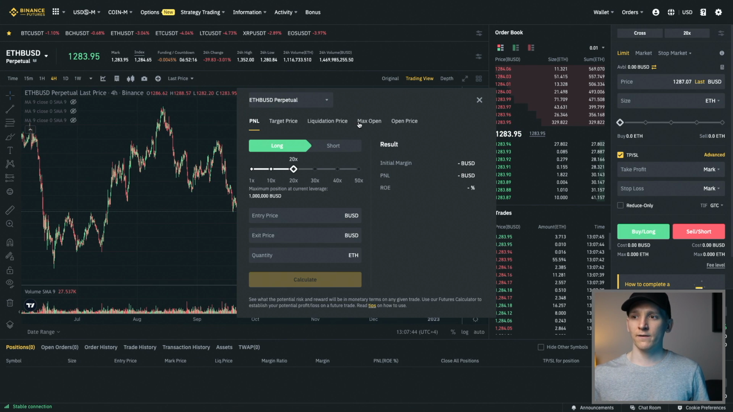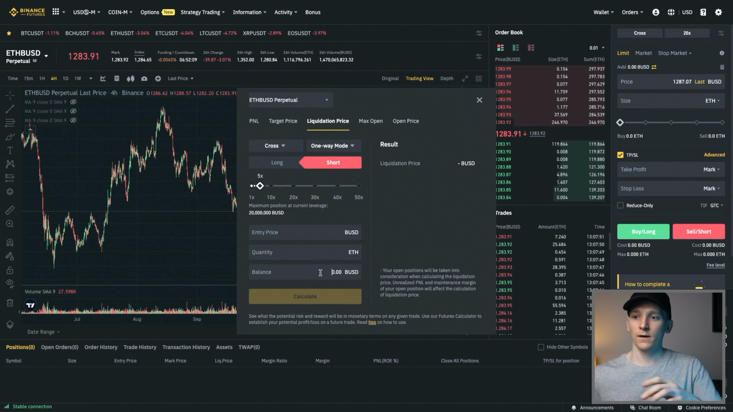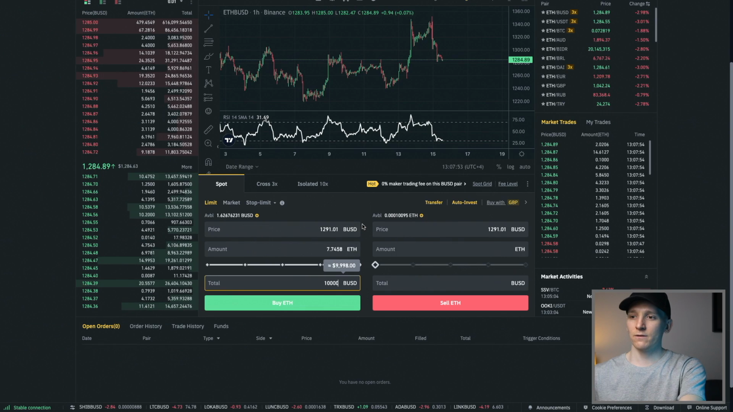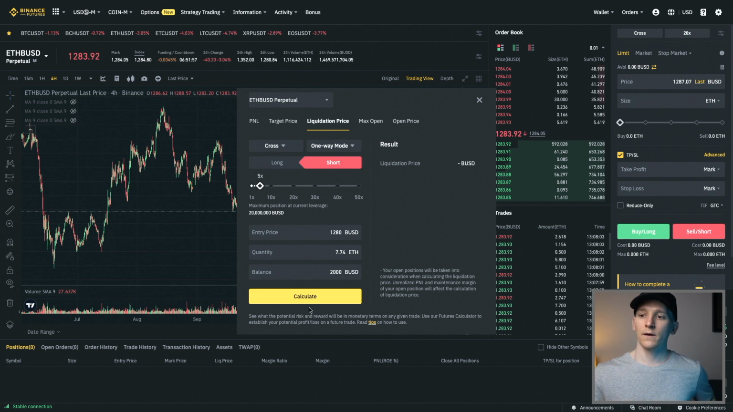So we can look at the calculator. We can go liquidation price. We want a short position. We want to go down to 5x right here, put in $2,000. What is the amount of ETH right there? It's about 7.74, something like that. And then the entry price, let's call it 1280. Calculate, you can see the liquidation price is 1,500 here. So you've got potentially a delta neutral position in ETH.